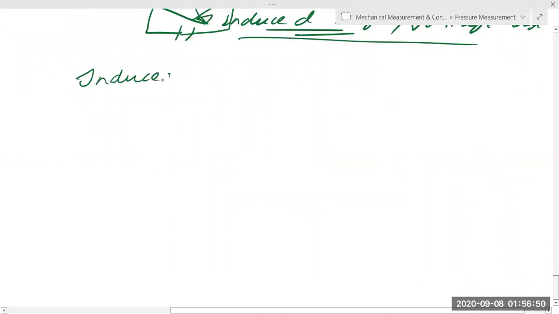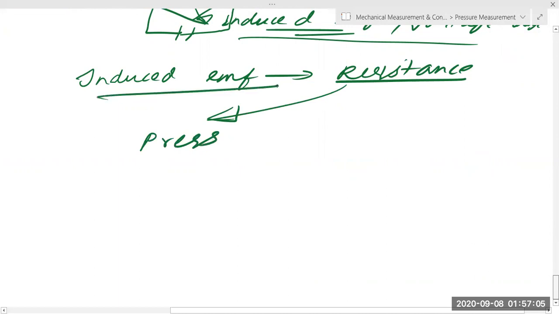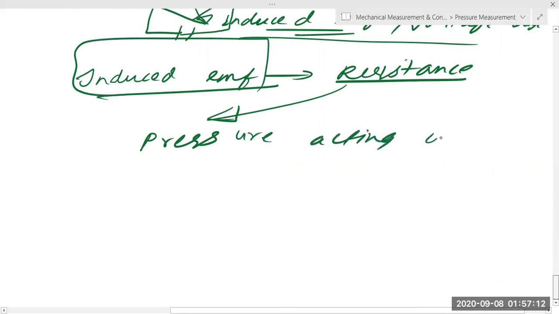Induced EMF will be proportional to the resistance. Okay, and that means what? It is proportional to resistance. That means that resistance is actually proportional to pressure. So you can actually calibrate the induced EMF in terms of the pressure acting on the gauge.